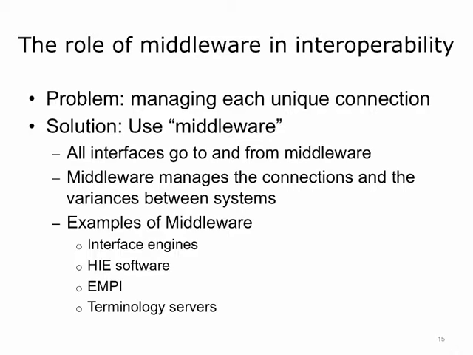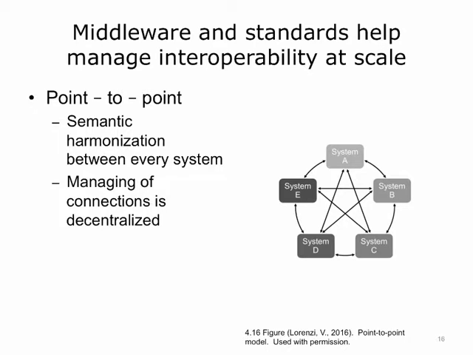Middleware helps manage the differences in the data terminology and the differences in patient identification and provide mappings and linkages so that records can be found across organizations and data can be linked and compared. Middleware helps link patient records across disparate systems. Middleware, in conjunction with standards, is what helps us manage interoperability at scale.